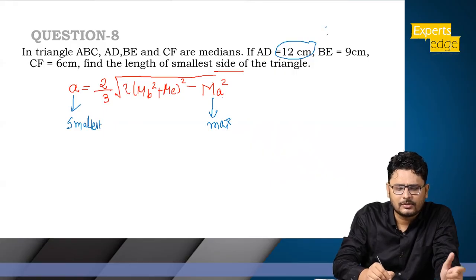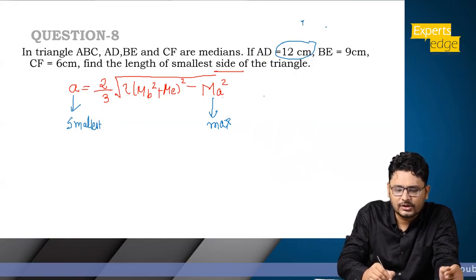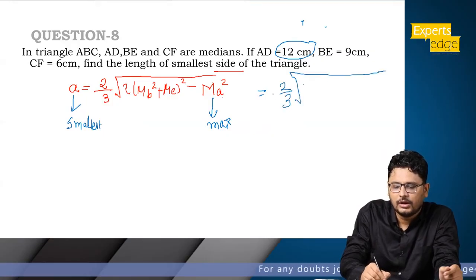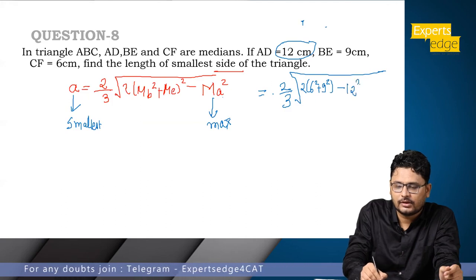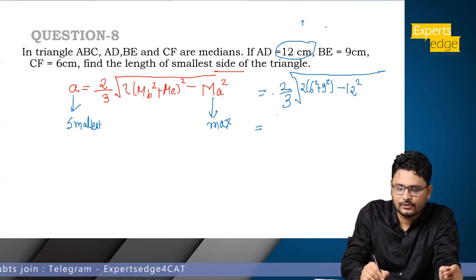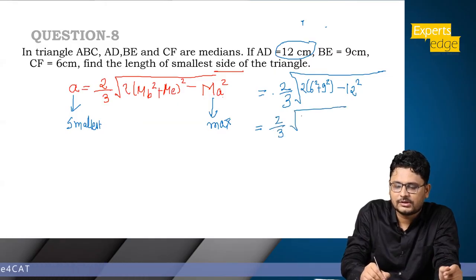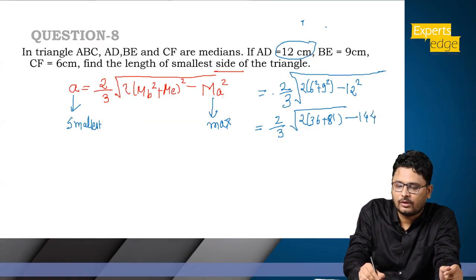So now that I know that, just put it in the formula. It will be nothing but 2/3 of root of twice of 6 square plus 9 square minus 12 square. Okay, so basically if you solve this, 2/3 root of twice of 6 square, 36, plus, not 64, 81, minus 144. On solving this, A you will get as 2 root 10.